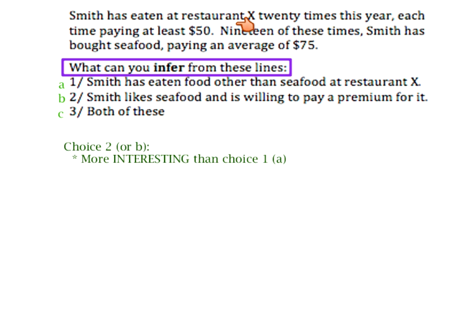And, you know, it seems reasonable. I mean, if someone orders seafood 19 of 20 times eating at a restaurant, it seems perfectly reasonable that that person enjoys eating seafood. But if you think about it, there are 2 things in choice 2 that are both just, at the end of the day, guesses. Likes seafood is basically a guess. We don't really know this.